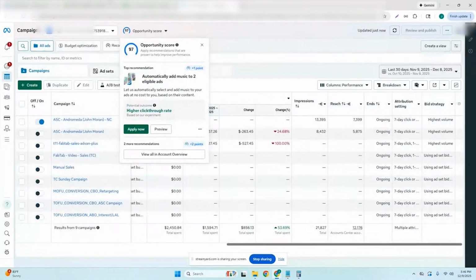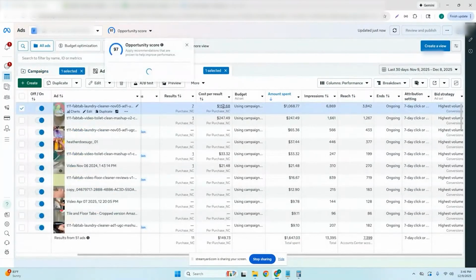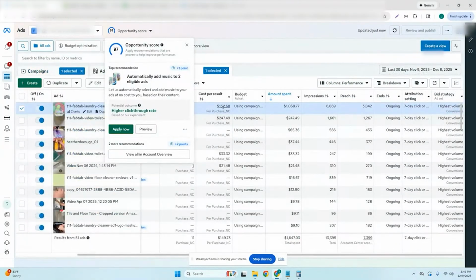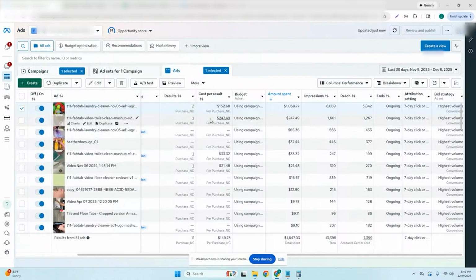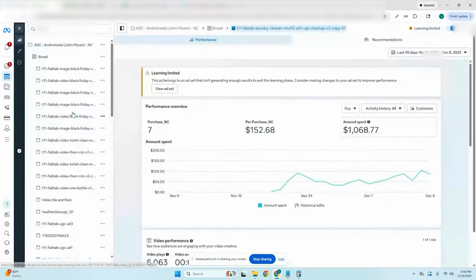That's okay. I know that the model is working. Is that number higher than that number? Yes. What is that number? Not real, but it's higher. Good. That's all I need it to be. Now, when we're looking at the charts, yes, learning is limited. It's not generating enough results to exit the learning phase.